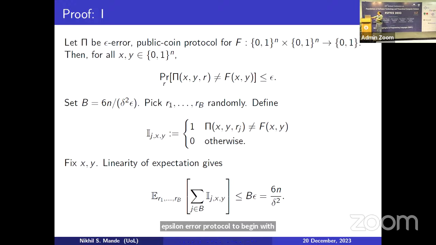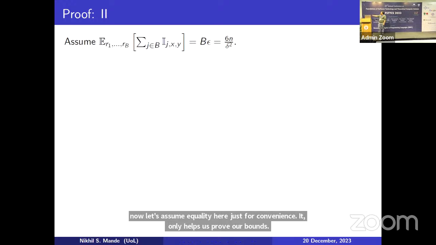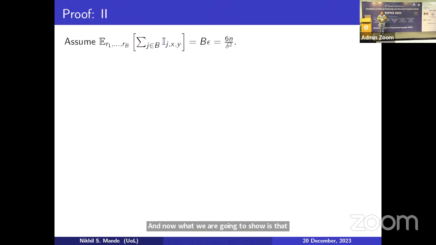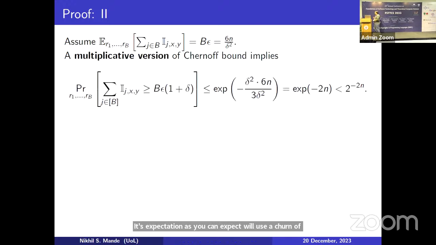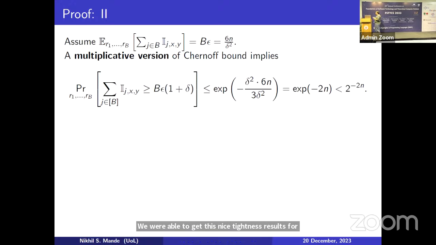And now let's assume equality here just for convenience. It only helps us prove our bounds. And now what we're going to show is that this random variable here actually concentrates around its expectation. As you can expect, we'll use a Chernoff bound, a multiplicative Chernoff bound. So Newman's proof uses an additive version of Chernoff bound. And somehow magically, when you use this multiplicative variant, we're able to get this nice tightness results for equality. So maybe it's a lesson: use the correct Chernoff bound.